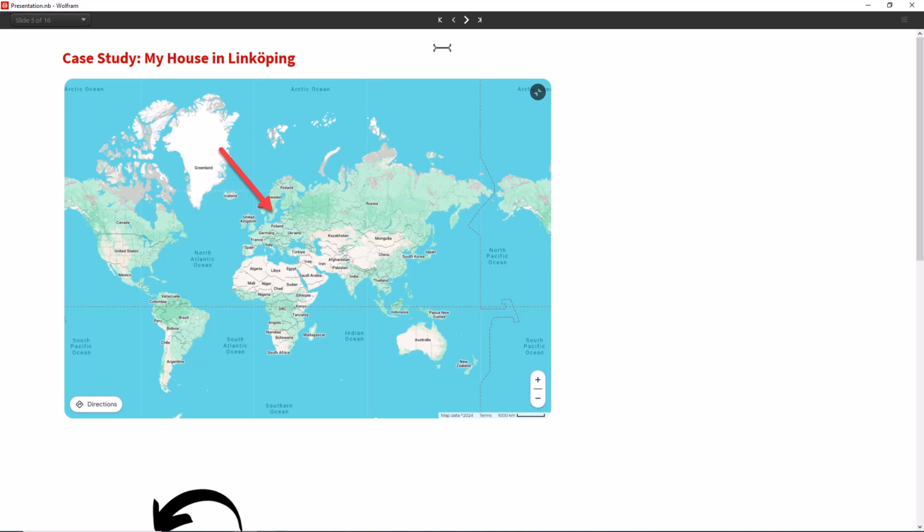We will use my own house in Linköping as a case study and assume a roof area of 100 square meters. For those unfamiliar with Linköping, it's where I am currently located delivering this presentation. It is in Sweden and 200 kilometers from Stockholm.